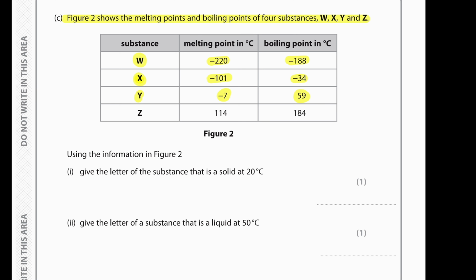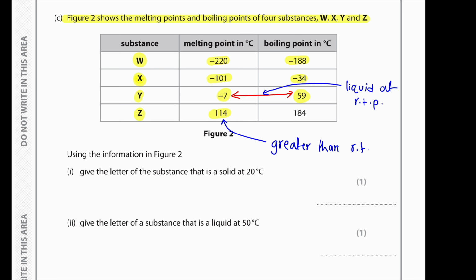Whenever we have a boiling point which is higher than room temperature and a melting point lower than room temperature, then it will be a liquid at room temperature. Just remember that this will be a liquid at room temperature and pressure. Z has a melting point of 114 degrees Celsius. Since 114 degrees Celsius is greater than room temperature, it will not be a liquid at room temperature, it will rather be a solid. And it has a boiling point of 184 degrees Celsius.